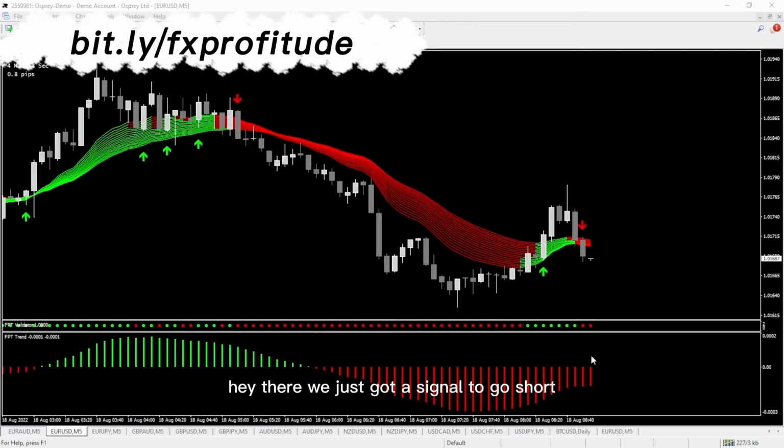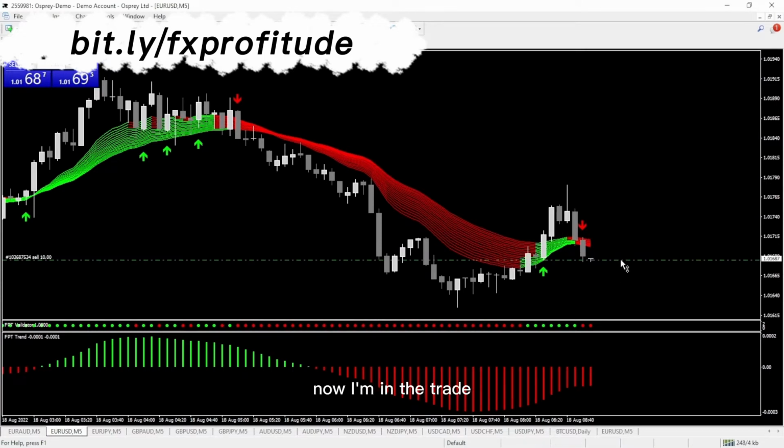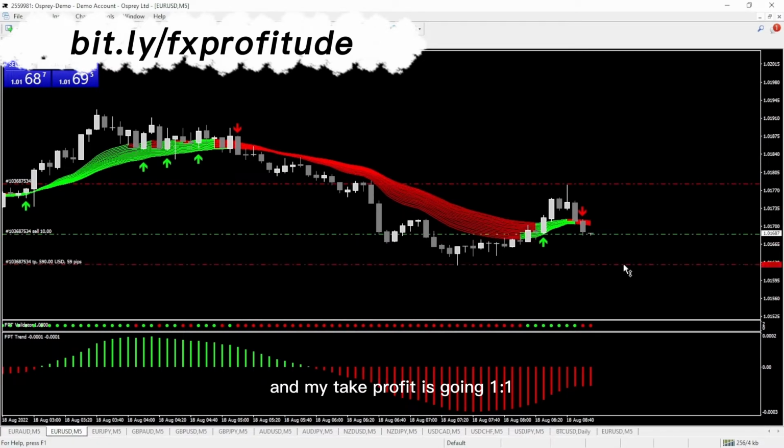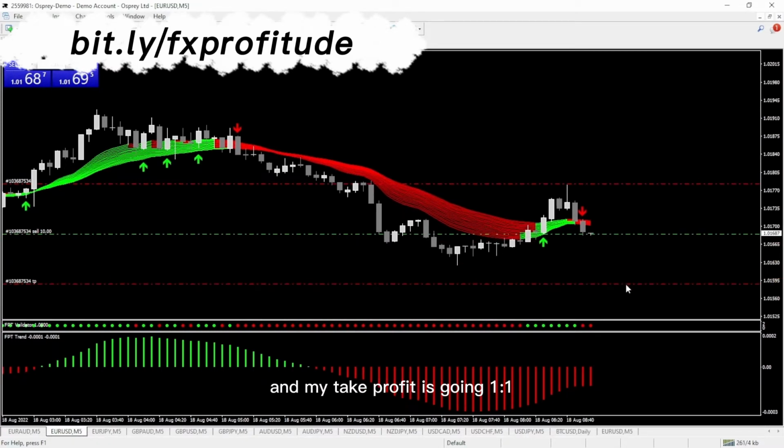Hey there, we just got a signal to go short. So I am going to get into this sell trade. Now I'm in the trade. My stop loss is going above this recent swing high and my take profit is going 1-to-1.